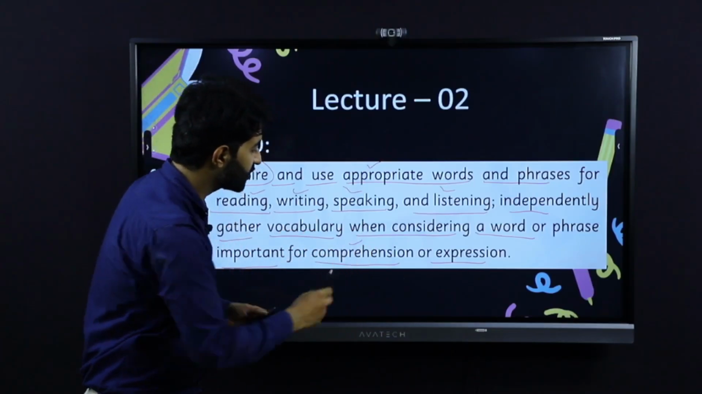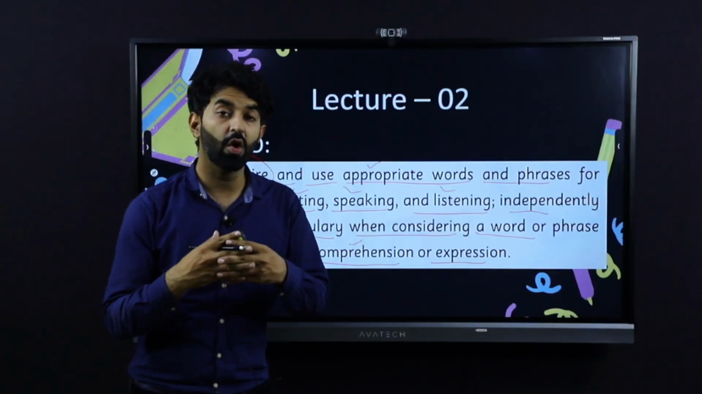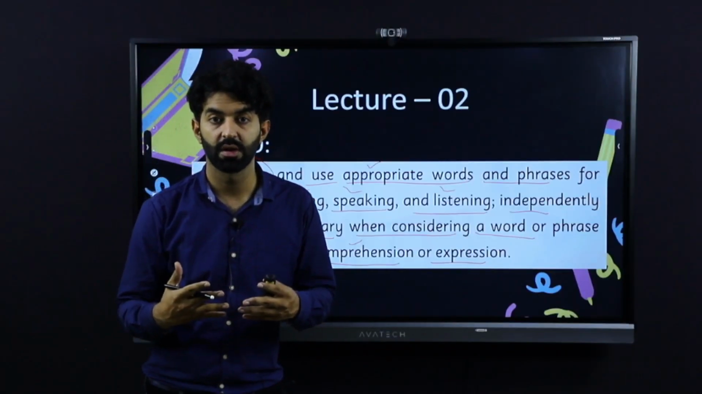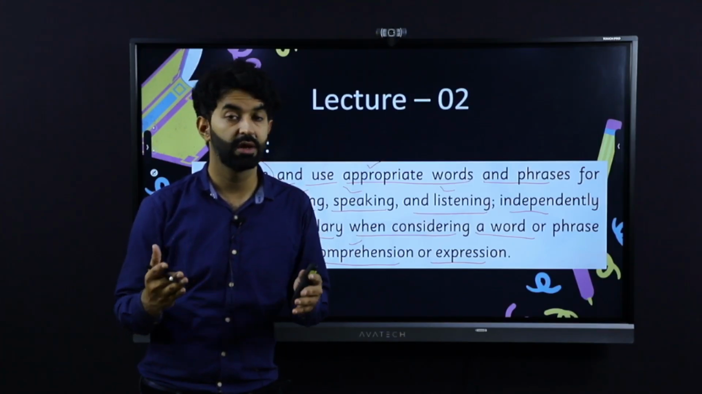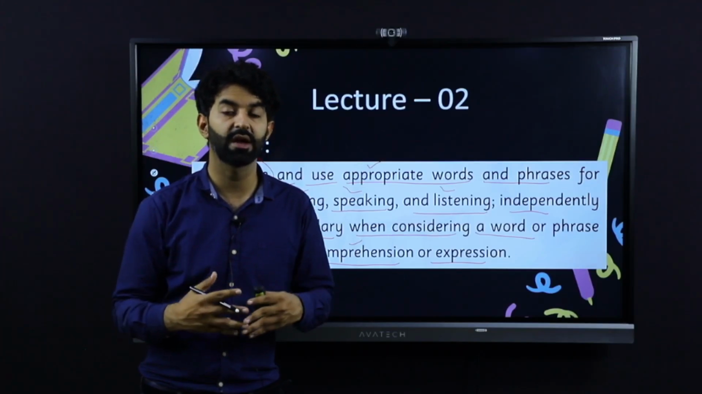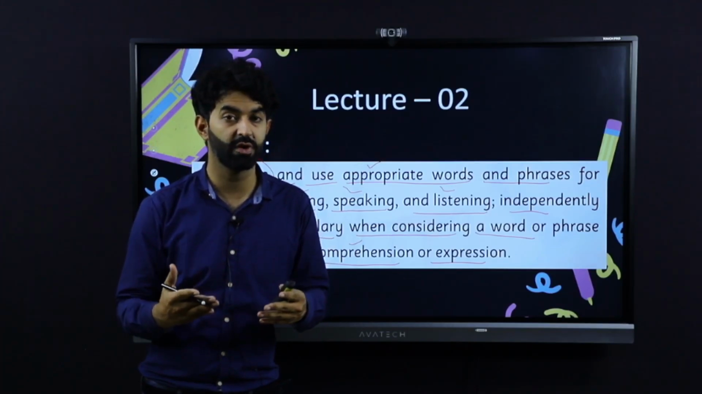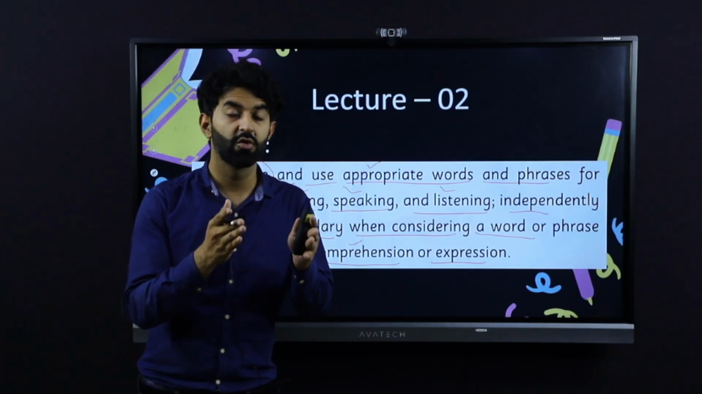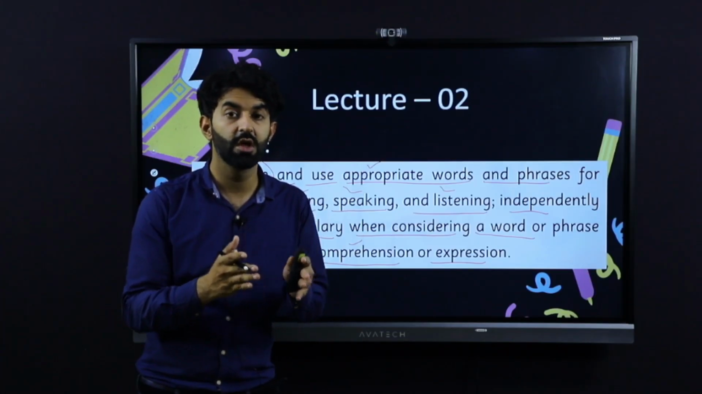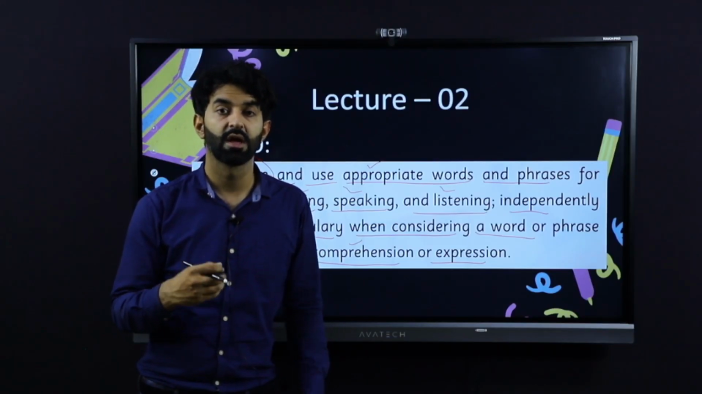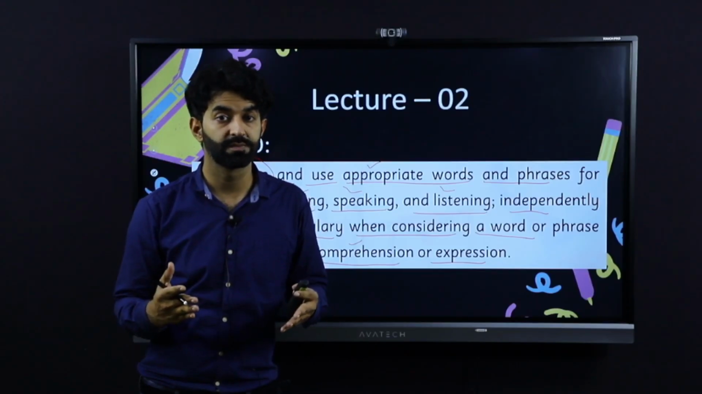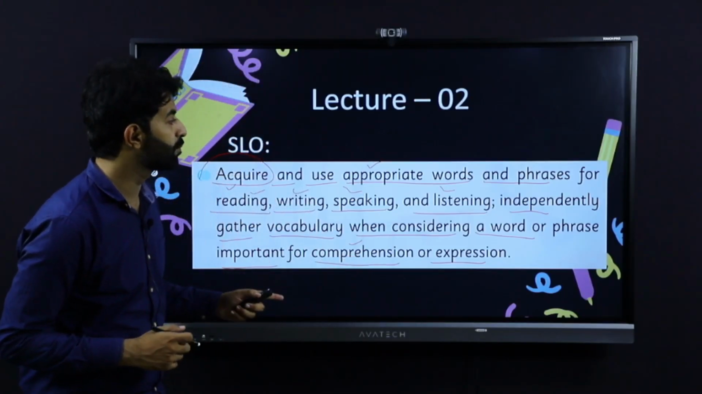So this will increase your comprehension and also your expression, because we have different kinds of individualities and personalities, and our expression can be different, but we have to stick to the right kind of sentence structure. We should know about the parts of speech, tenses, and other sentence structures. So this is also very important.